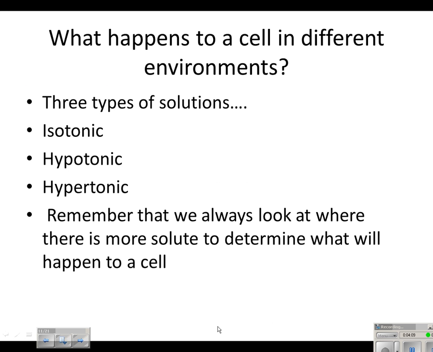So then we have to talk about osmosis. And there's 3 different types of solutions when we talk about this: isotonic, hypotonic, and hypertonic. And when we're looking at these, we always look at where there's more solute to determine what happens to the cell.